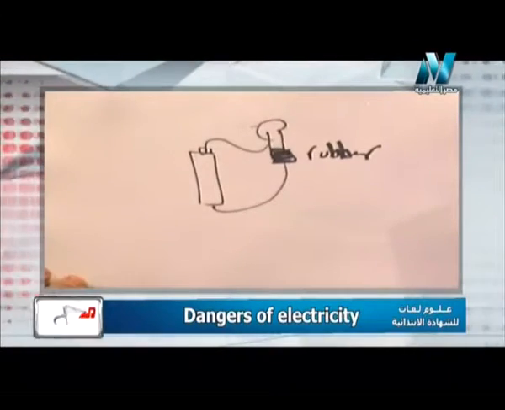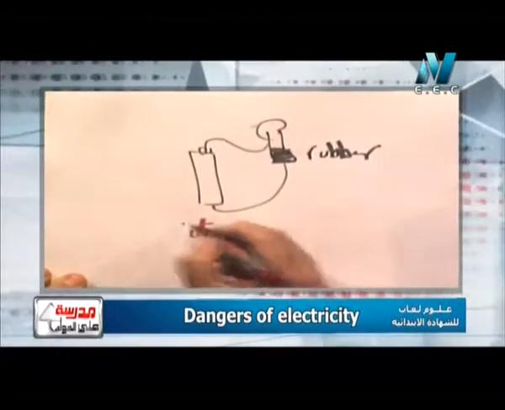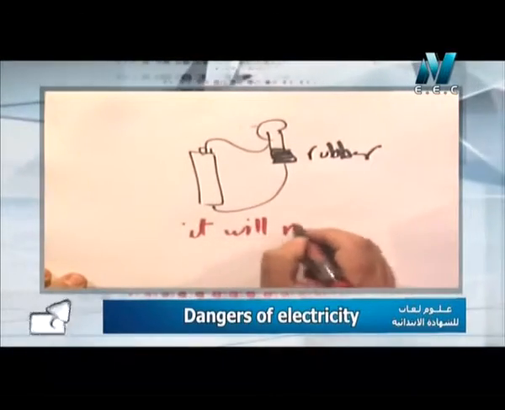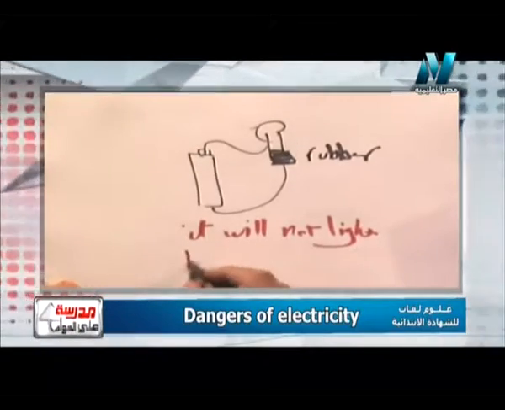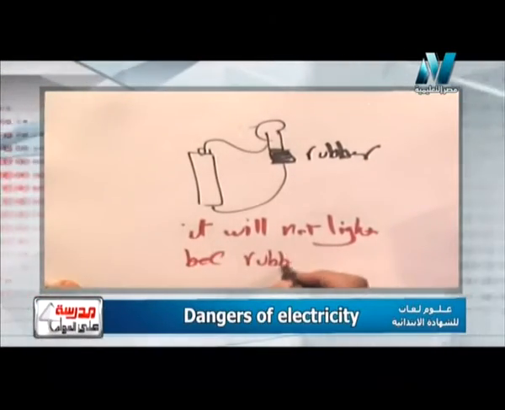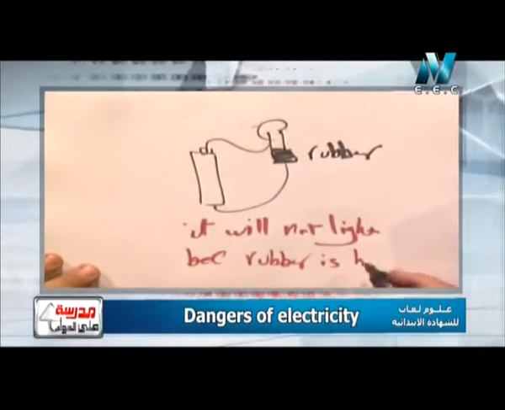The lamp will not light. Why? It will not light. Why? Because rubber is bad conductor. Because rubber is bad conductor.